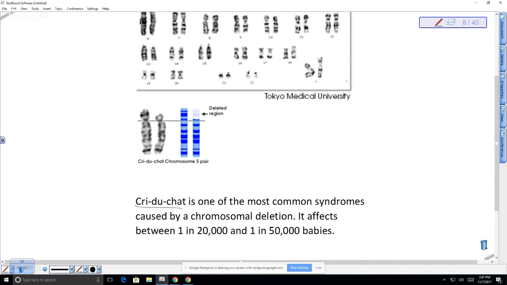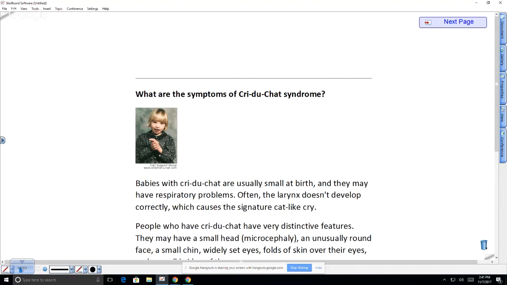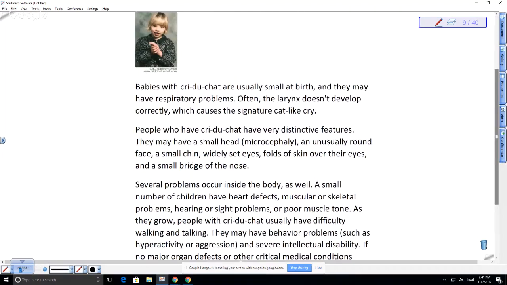They have other phenotypic effects. They're usually small at birth, right? They have respiratory problems. The larynx doesn't develop correctly. They have distinctive features like a small head, unusually round face, a small chin, widely set eyes, okay? And then they also have problems with their heart and their muscle, and they don't develop their nervous system properly. So that is a chromosomal deletion that causes changes in the phenotype.